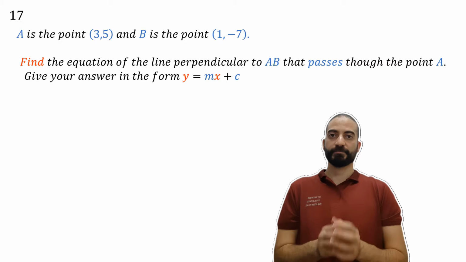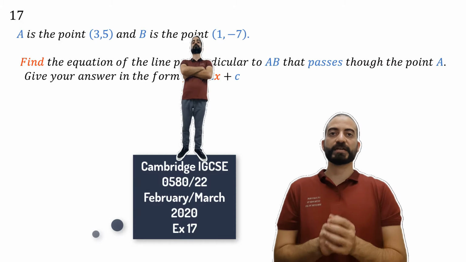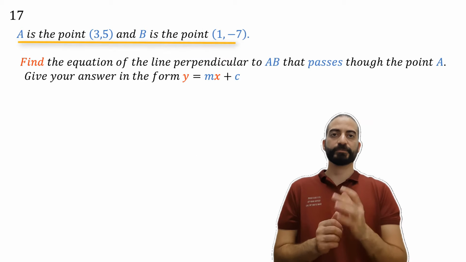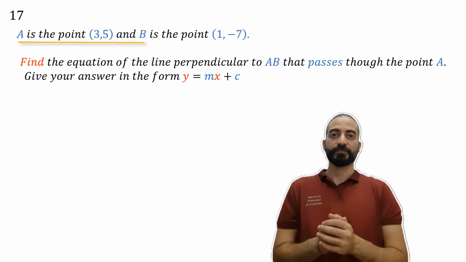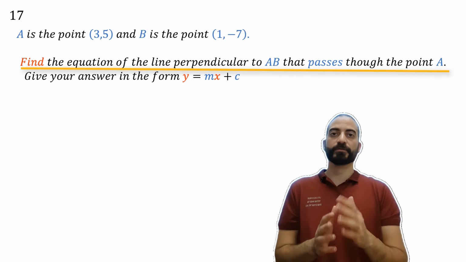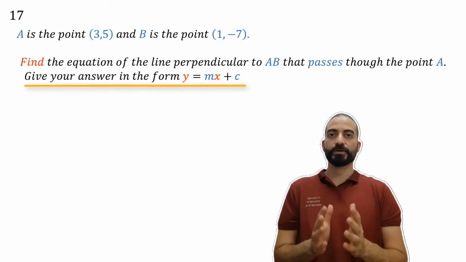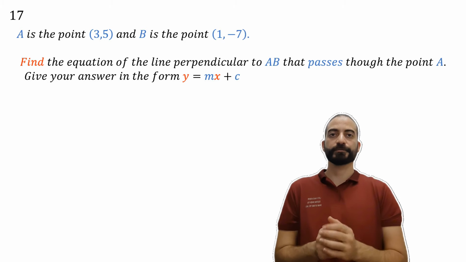Hello everyone, we will start by solving question 17 of the Cambridge IGCSE 2020 exam. It tells us that A is the point (3, 5) and B is the point (1, -7). Find the equation of the line perpendicular to AB that passes through the point A. Give your answer in the form y equals mx plus c.